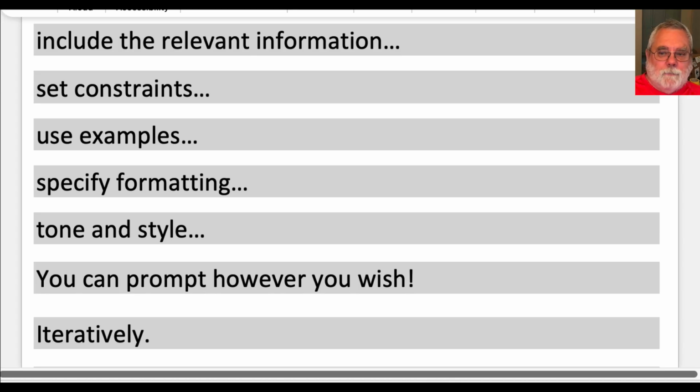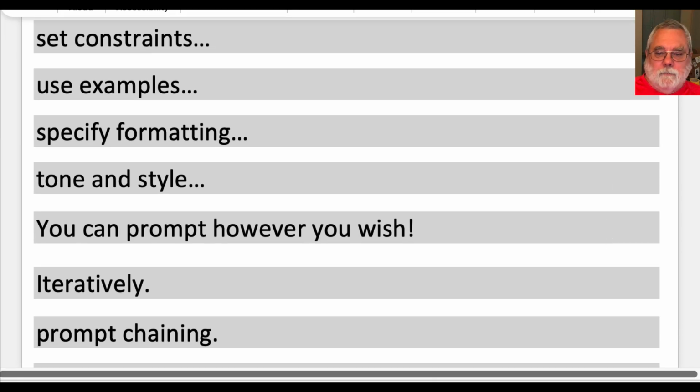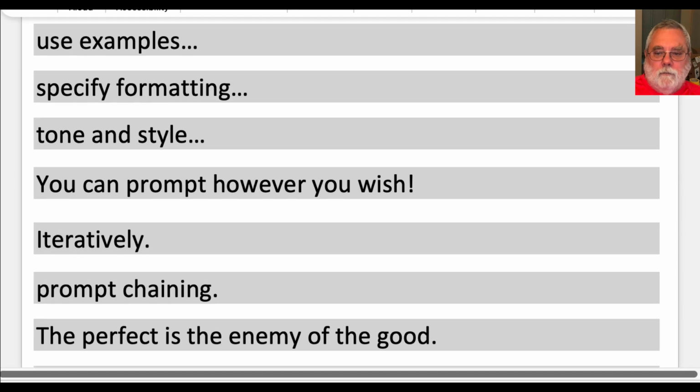Prompting in multiple steps rather than one long complicated prompt is sometimes called prompt chaining. This has the advantage of isolating an issue to a specific prompt and correcting it before moving on. The perfect is the enemy of the good. Your time is valuable. Prompting the chatbots is not meant to be an exercise in English composition.